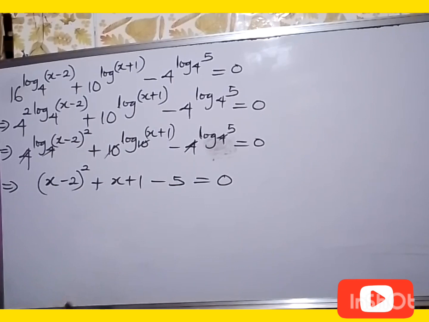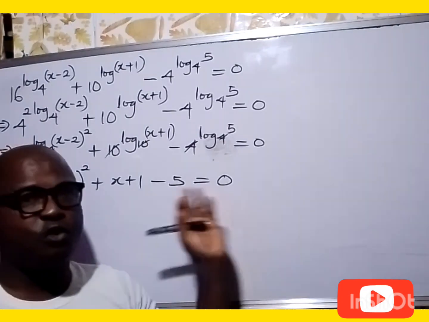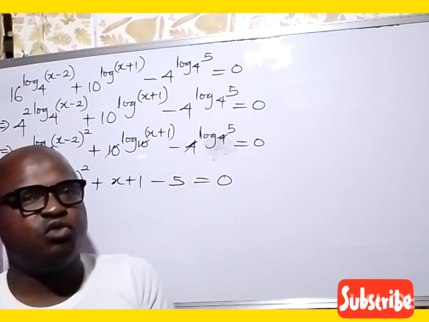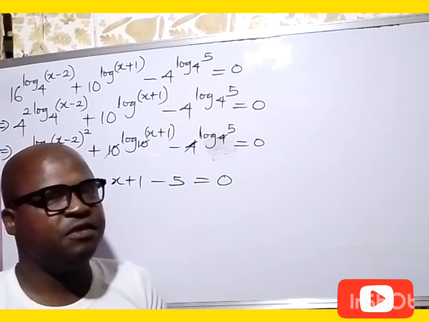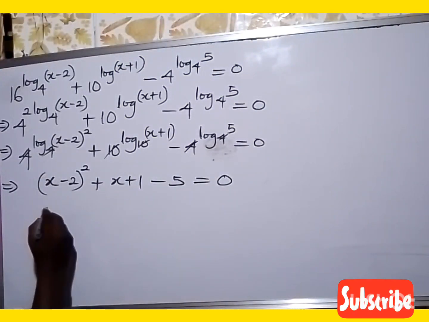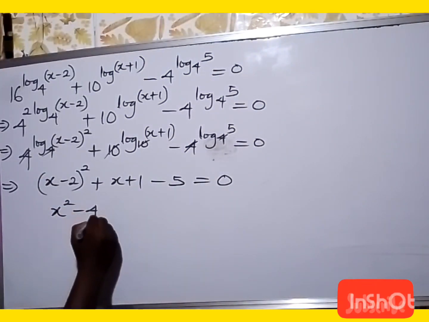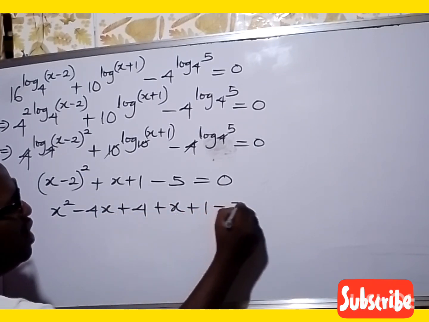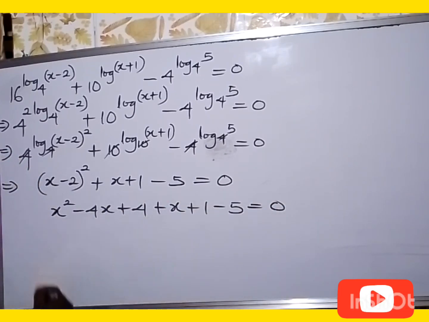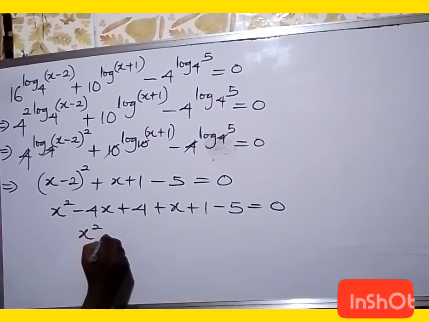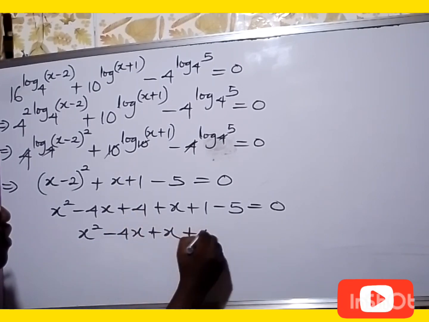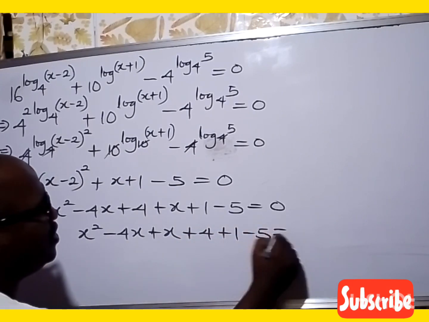As you can see, we now have a quadratic equation which we are going to simplify, and when simplified further, we can factorize it to get the value of x. So from here, if you simplify this, we have x squared minus 4x plus 4, then plus x plus 1 minus 5 is equal to 0. Simplifying this now, we have x squared, we have minus 4x plus x. Then here we have plus 4 plus 1 minus 5 is equal to 0.